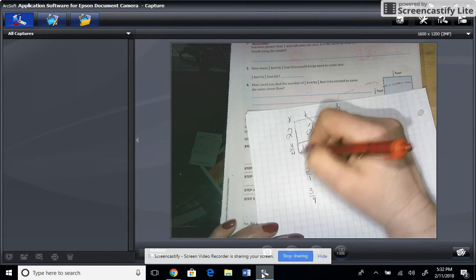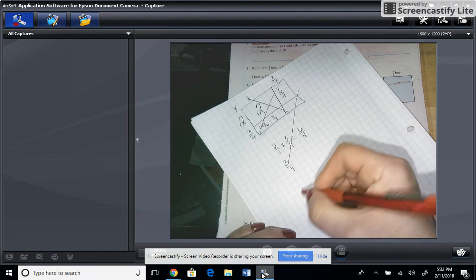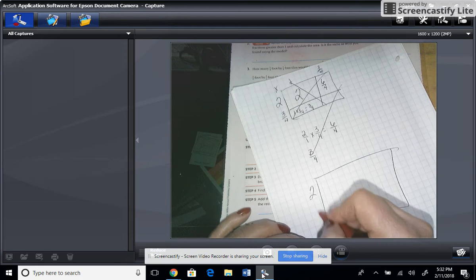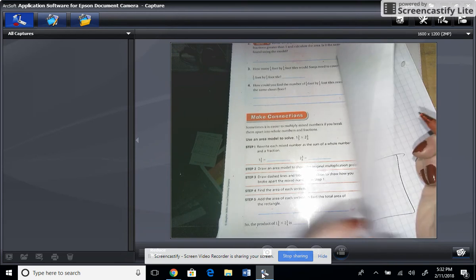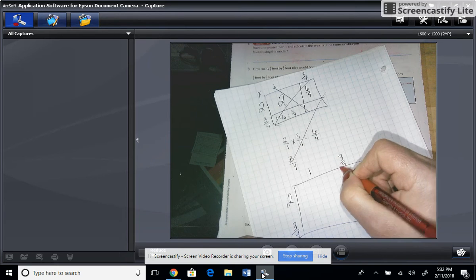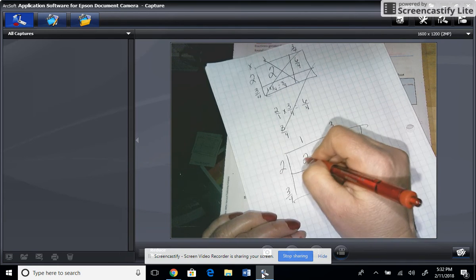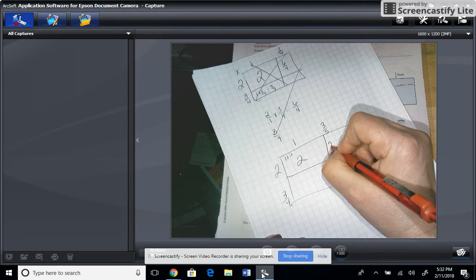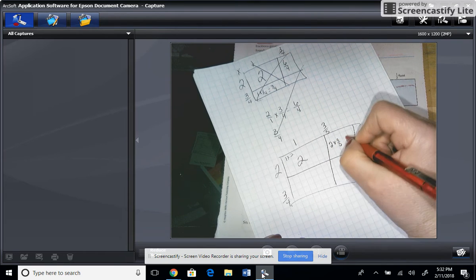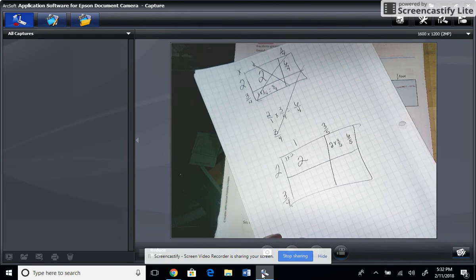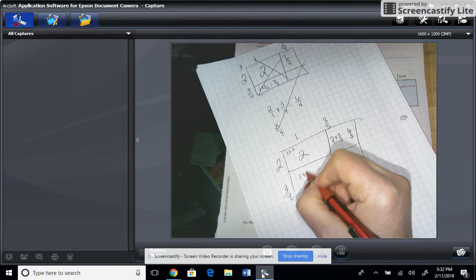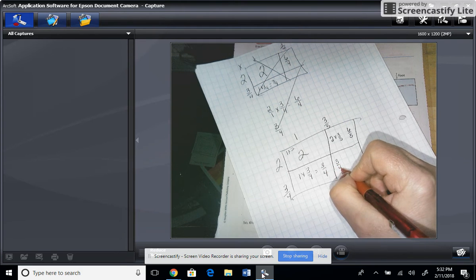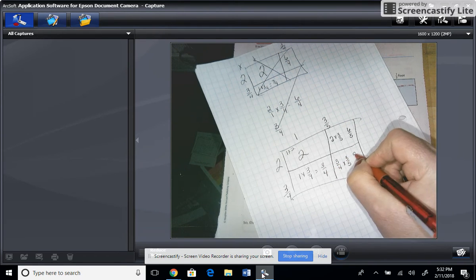Let's start again because I messed up. Sorry. We have 2 3/4 and 1 3/5. It helps if you copy the problem correctly. Sorry, guys. So 1 times 2 is 2. 2 times 3/5 is 6/5. Here we have 1 times 3/4, which is 3/4. And here we have 3/4 times 3/5, which is 9/20.